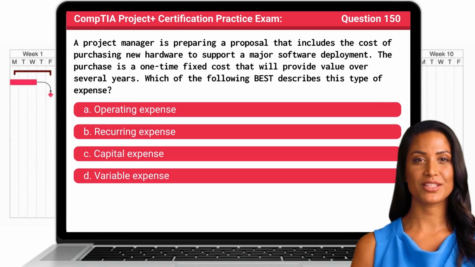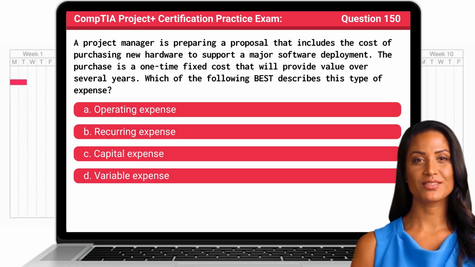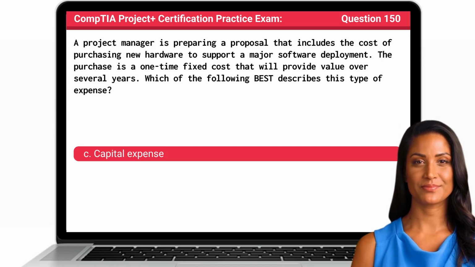Question 150. A project manager is preparing a proposal that includes the cost of purchasing new hardware to support a major software deployment. The purchase is a one-time fixed cost that will provide value over several years. Which of the following best describes this type of expense? The answer is C. Capital expense.